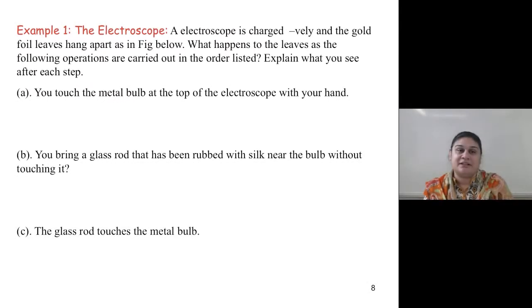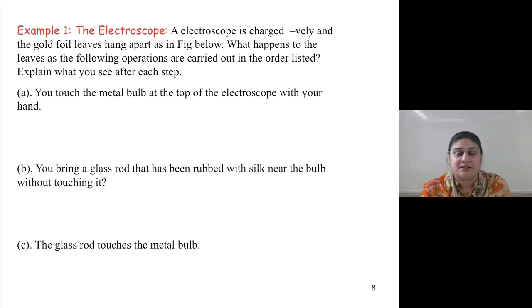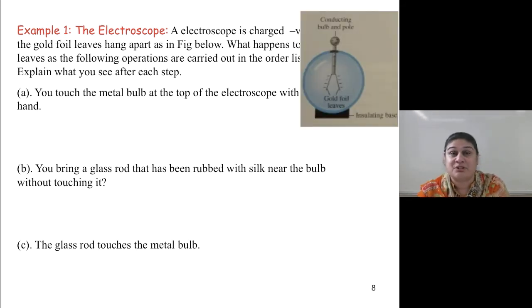Now let's do an example. An electroscope. The electroscope is charged negatively and the gold foils hang apart. What happens to the leaves as the following operations are carried out in the order listed? Explain what you see after each step. So this is what an electroscope initially looks like. There is a conducting bulb and pole at the top, there are gold foil leaves hanging, and then there is an insulating base. So first of all, you will touch the metal bulb at the top of the electroscope with your hand. What will happen?